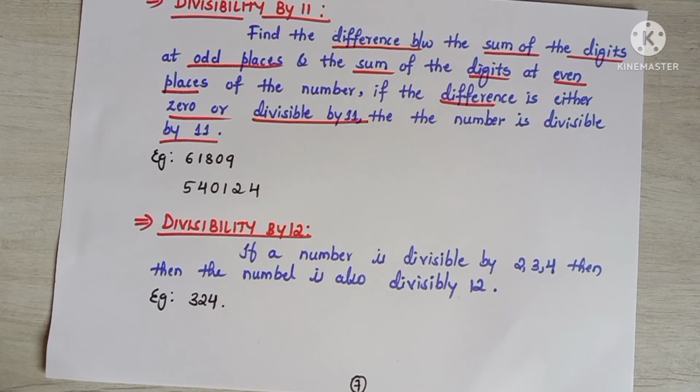If you want to find a divisibility by 10, then the last digit of a given number should be 0. Then the number will be divisible by 10. This one is easier. That's why I have left that one.